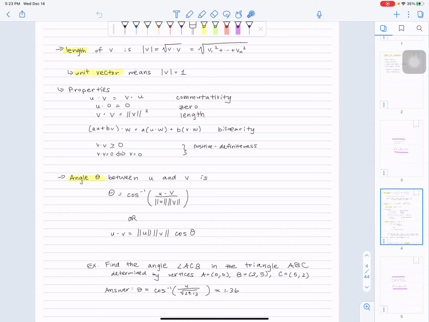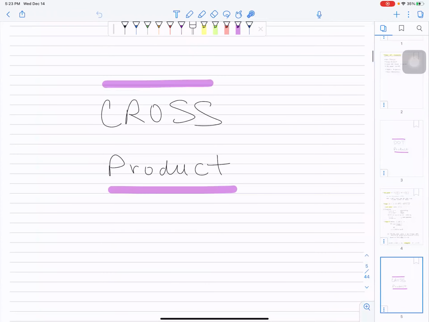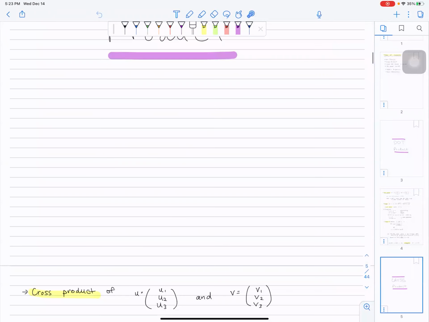So those are just some quick things about dot products. Any questions on dot products? Okay, let's do cross products. So this is just a super quick review of basic stuff.